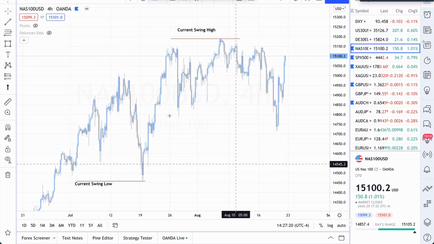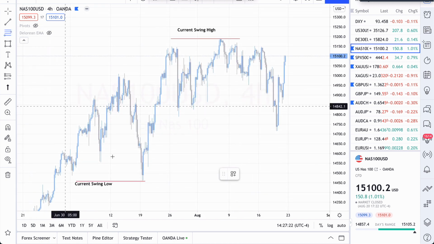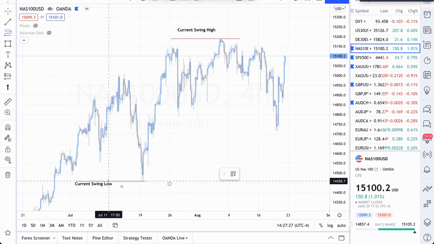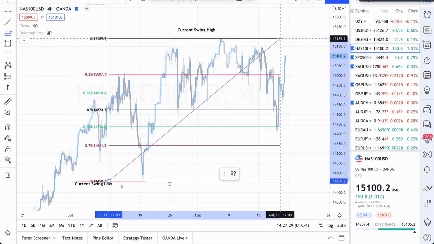All right. Watch this. Now I'm taking my fib. Because I'm going from a low to a high, I am swinging literally from this line to this line.